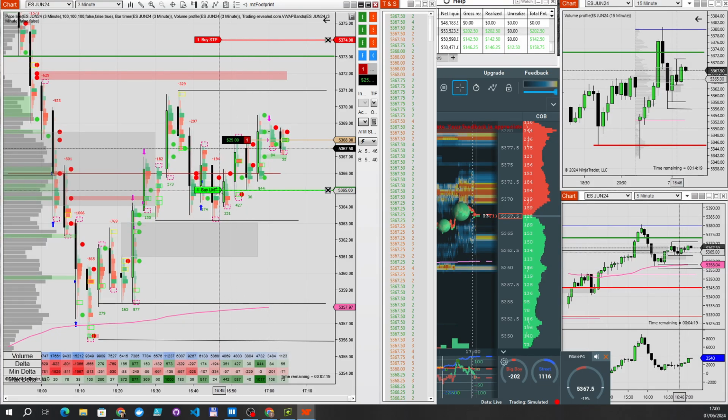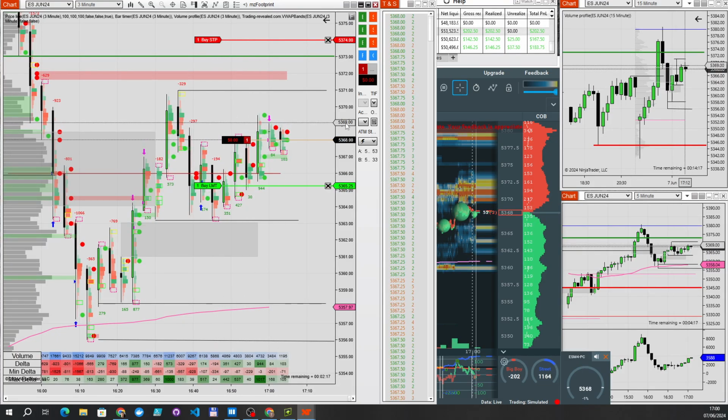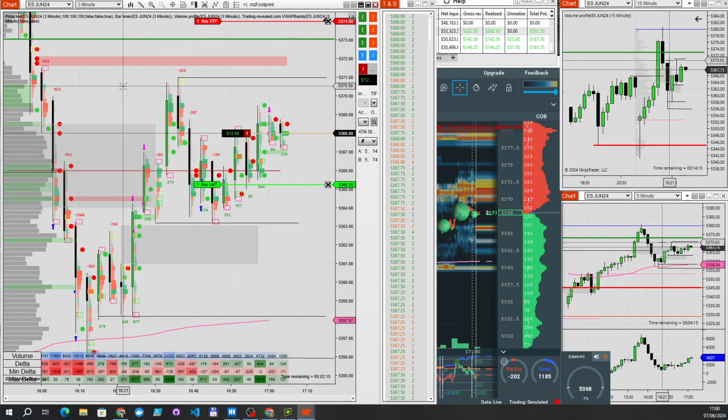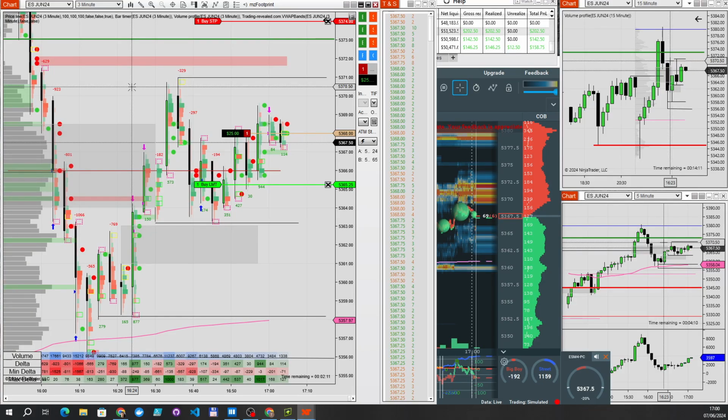Grab all these longs to make them pay. Technically speaking, even down here to 62, but do I want to hold this? Not sure.